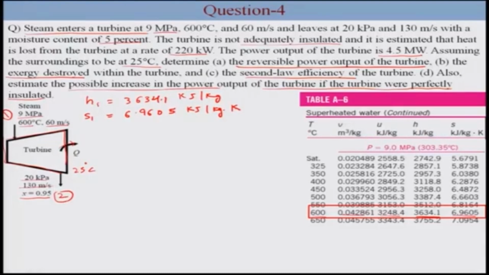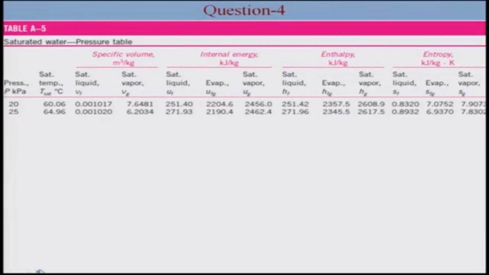Now for water, it is already given in the question that it is a mixture of liquid and vapor. So we can find h2 from hf at 20 kilopascal, because the pressure is 20 kilopascal, plus x, which is 0.95, multiplied by hfg at 20 kilopascal. For obtaining these values, we need to see the table of saturated water.